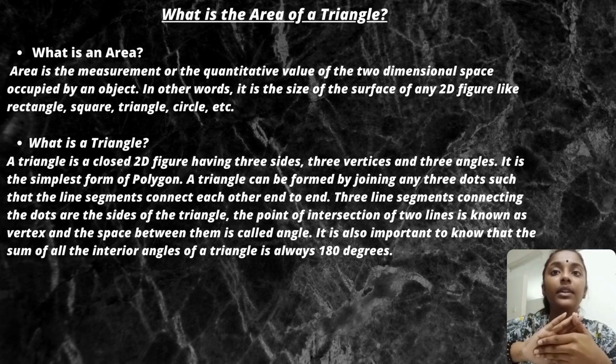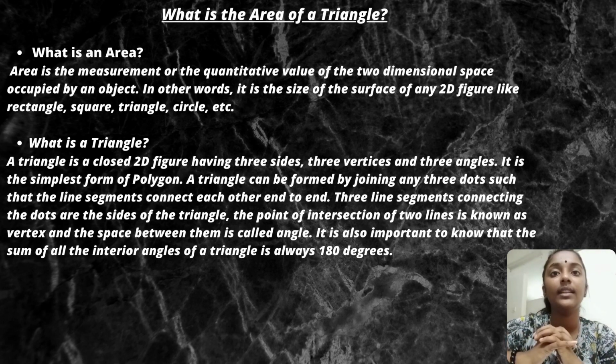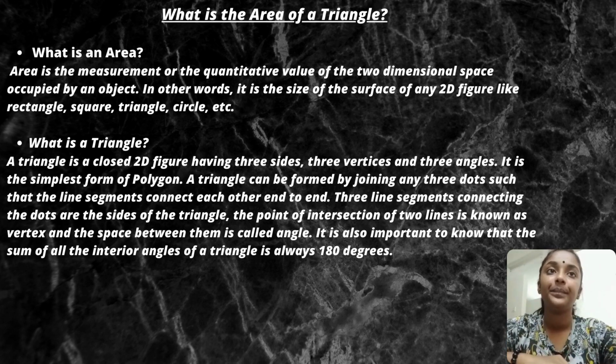It is the simplest form of polygon. A triangle can be formed by joining any three dots, such as the lines, segments connected to each other end to end. Three line segments connecting the dots are the sides of the triangle. The point of intersection of two lines is known as a vertex and the space between them is called an angle. It is also important to know the sum of all the interior angles of a triangle is always 180 degrees.